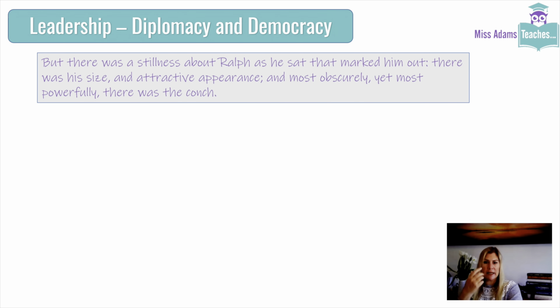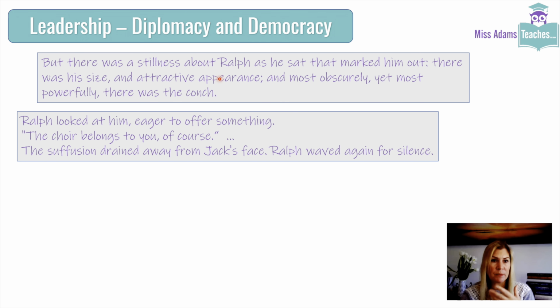So let's look at his early leadership, what makes him the leader. So I made reference to this quote. This is a really good one for your flashcards. Most obscurely, yet most powerfully, there was the conch alongside his attractive appearance. So this is what has drawn the boys to him. Remember that the conch was blown, and that's how they came together. So he immediately seems, you know, he's the man with the trumpet thing, the boy. He immediately seems sort of elevated, but as we know, the conch becomes a symbol of kind of democratic rule.